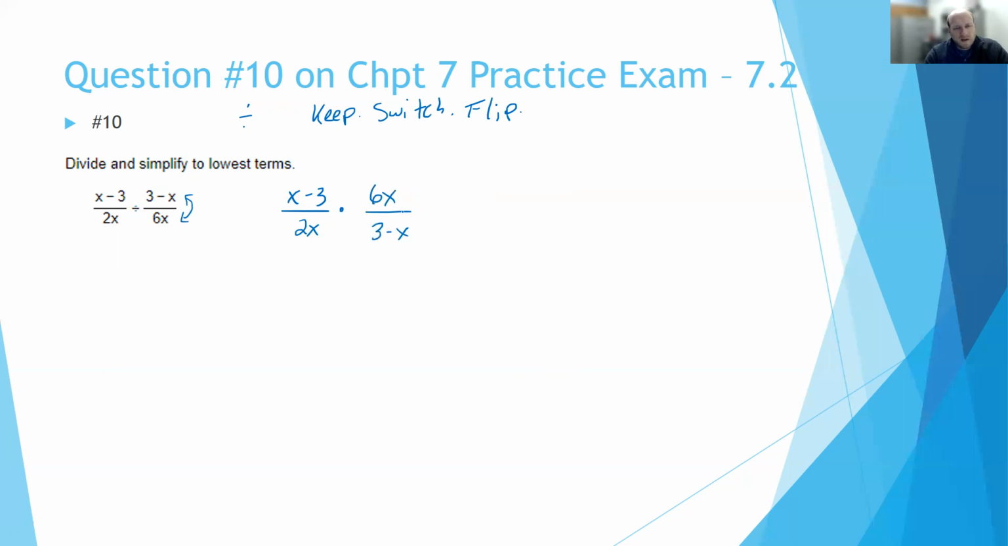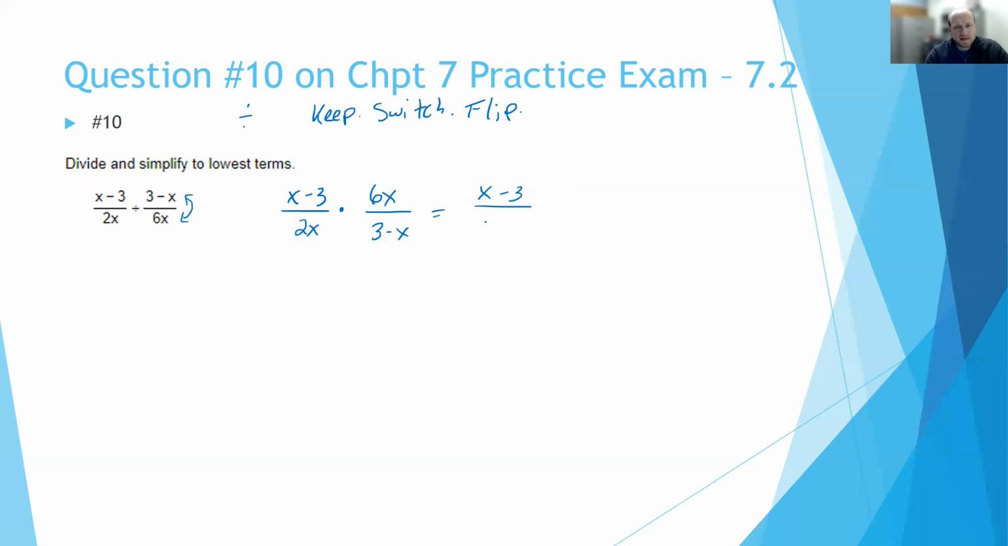Now, we can kind of go ahead and see if I can start to cancel anything. Well, I noticed the 2x and the 6x, I can definitely simplify those. But I have the x minus 3 and the 3 minus x. Now, the trick here with this 3 minus x is going to be to factor out a -1. I'm going to rewrite this. I have x minus 3.